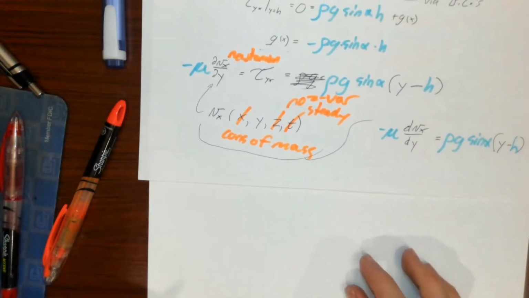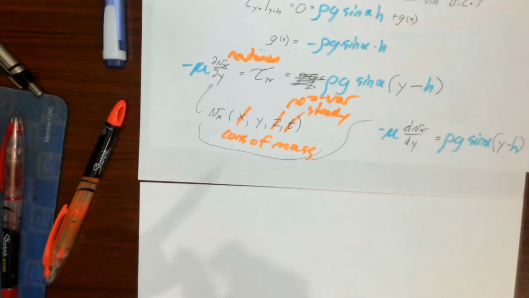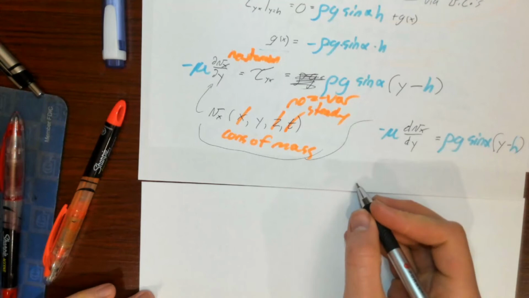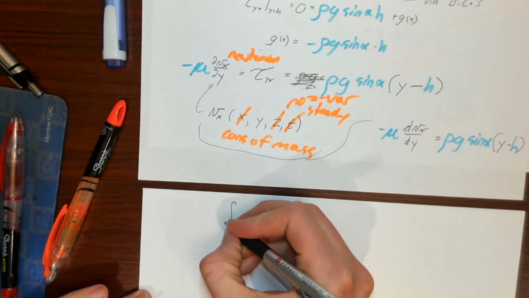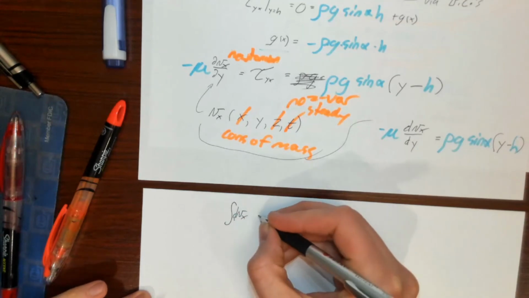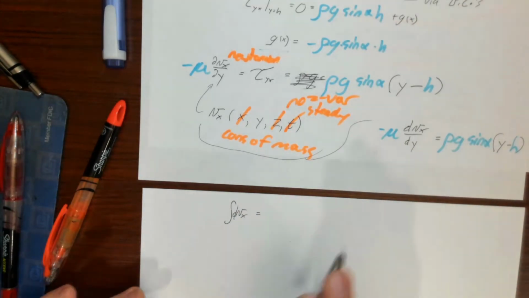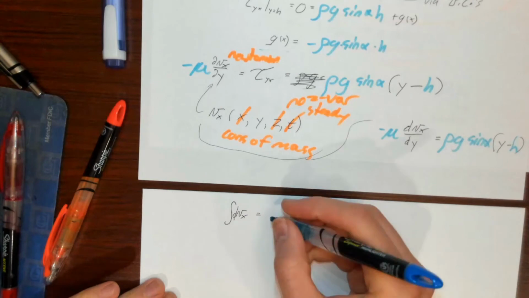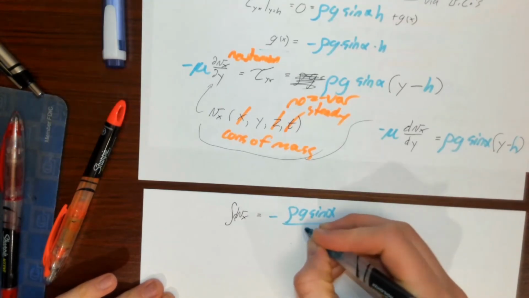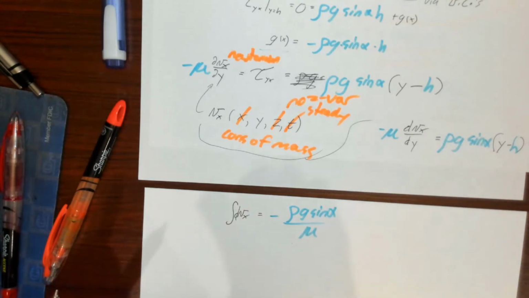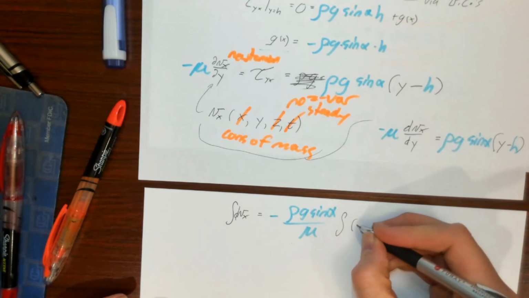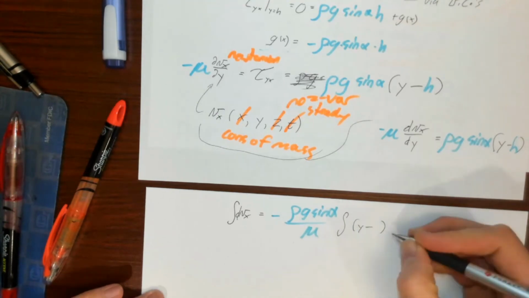Next up, velocity profile. Let's proceed. I'm just going to move mu over to this side, separate variables, and integrate. I integrate the left-hand side and get the integral of dvx, and on the right-hand side I get minus rho g sine alpha over mu. I can pull those things straight out of the integral because I know they're constants, and then I get y minus h dy.